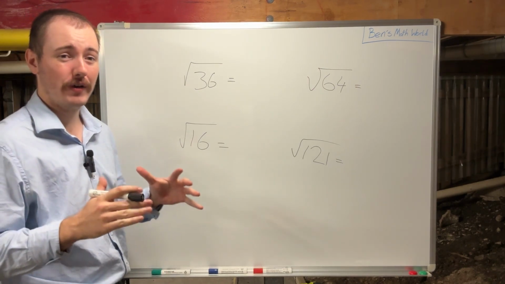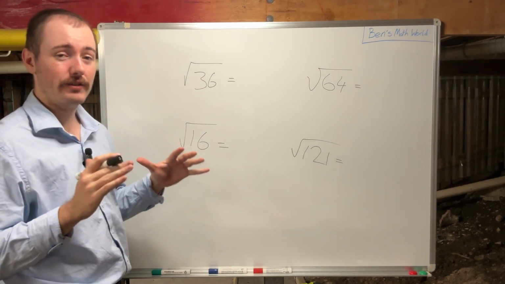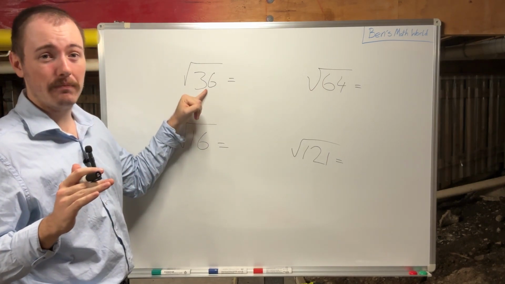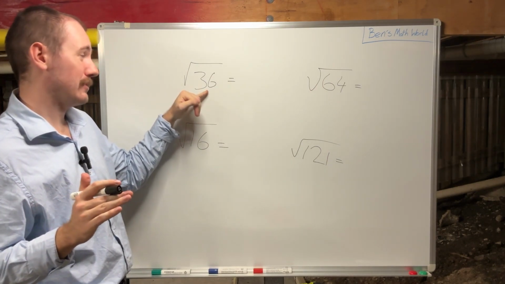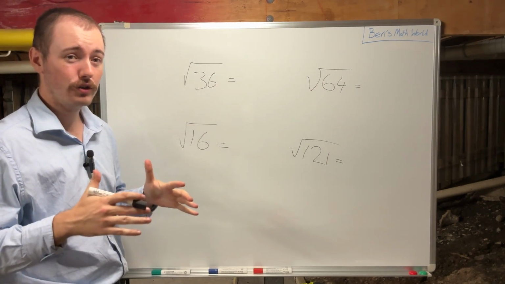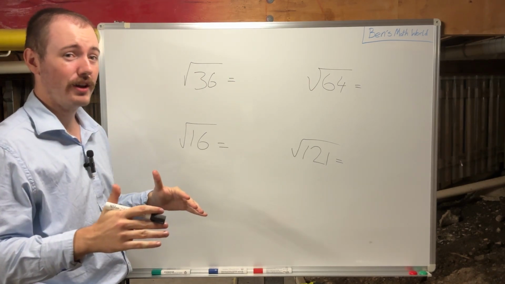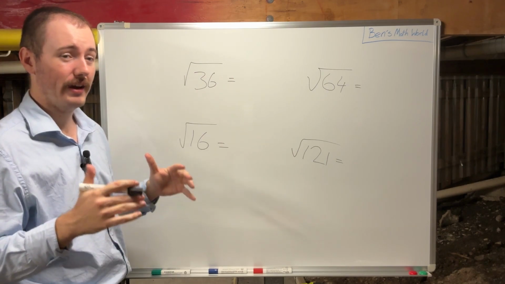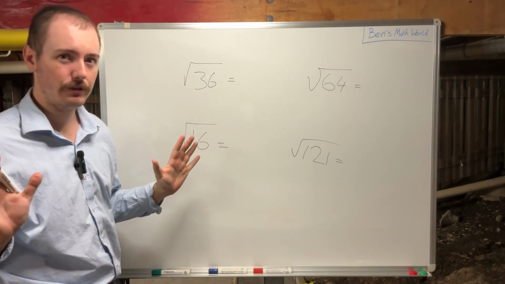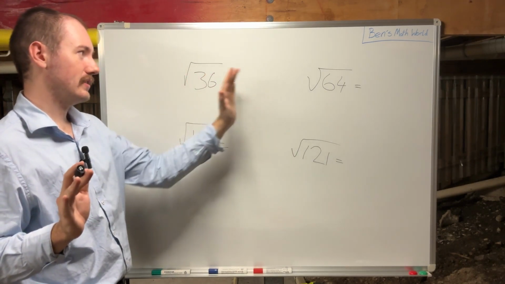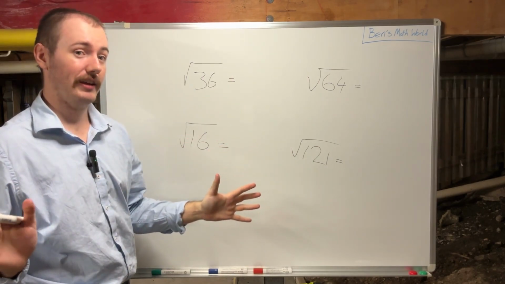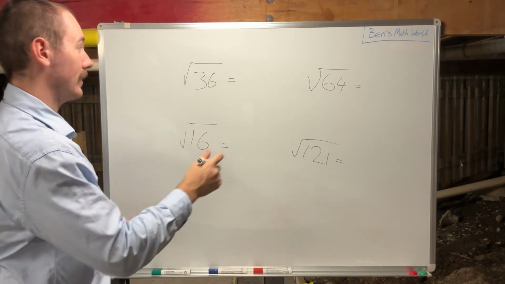Now remember, square root means you're trying to find the number that when multiplied by itself is equal to this number. So if you know your times tables, this will be a lot easier. And if you practice your perfect squared numbers, you'll breeze through this. You'll be able to recognize these numbers and know exactly the answer without even thinking. So let's take a look.